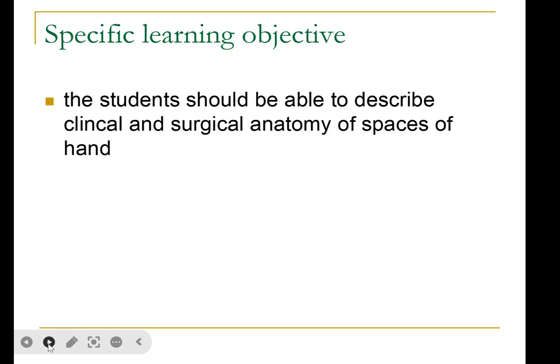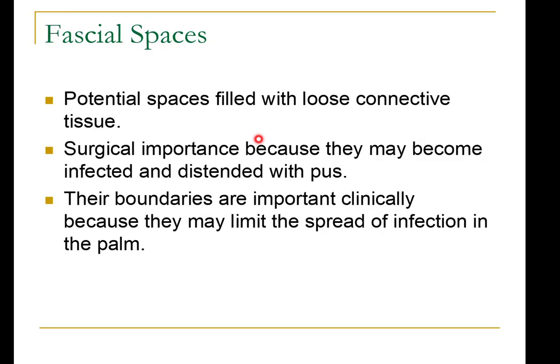Coming to the specific learning objective, the student should be able to describe the clinical and surgical anatomy of spaces of hand. What are fascial spaces of hand? They are the potential spaces filled with loose connective tissue. It is of surgical importance because they become distended with pus when infected. Their boundaries are important clinically because they may limit the spread of the infection in the palm.